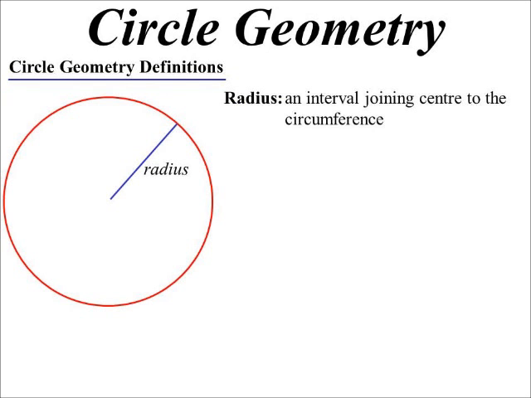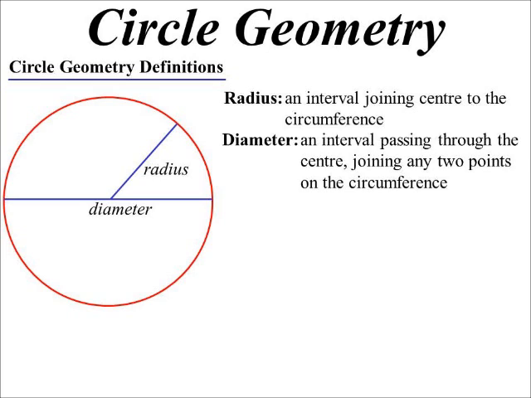Now we return back to Euclidean geometry, and in specific circle geometry theorems. So we'll start off with some definitions. Important that we know: what is a radius? A radius is any interval joining the centre to the circumference.